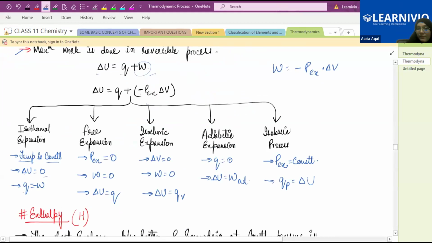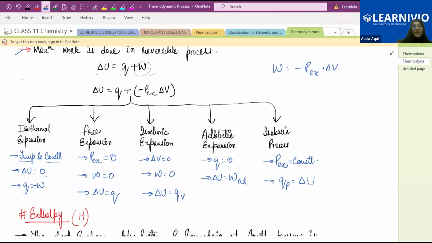फ्री एक्सपेंशन के ऊपर हमने डिस्कस कर लिया. So in the free expansion, the external pressure is zero, and if external pressure is zero, W becomes zero, and if W becomes zero, so when you put the value of W over here, which is zero, so delta U will equal the Q, heat. So the change in internal energy becomes equal to the heat.